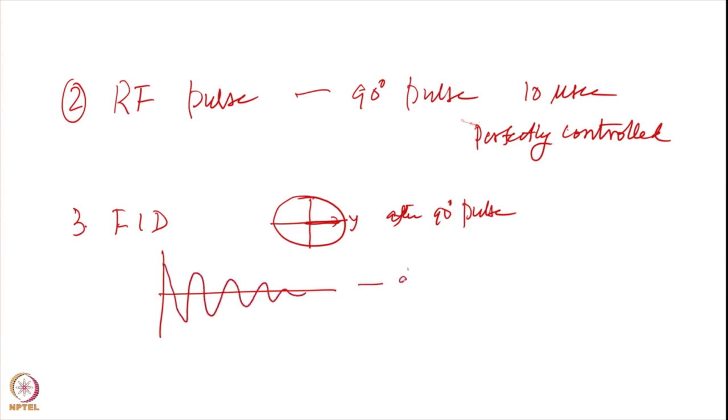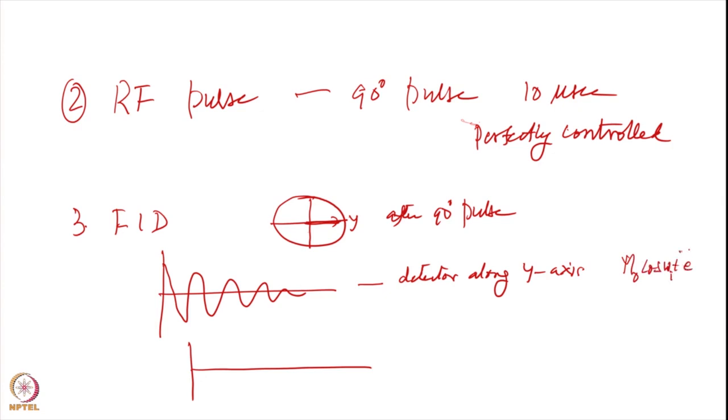So this is the detector along the Y axis. Now if I put the detector along the X axis, where will it start? Because at the X axis, at time t equal to 0, the X magnetization is 0. As it starts rotating, the X magnetization starts building, therefore it is like a sine wave. This one is like a cosine wave, M0 cosine omega t e to the minus t by T2. And this one will start from 0 and then go like this.